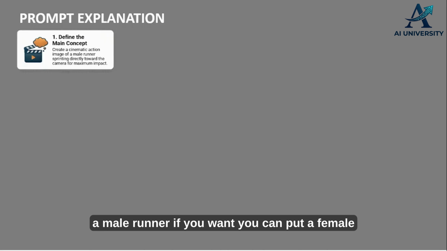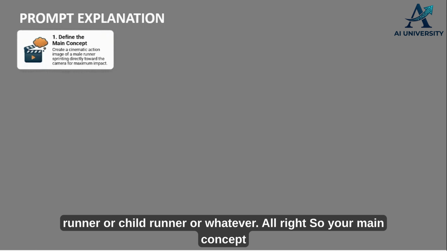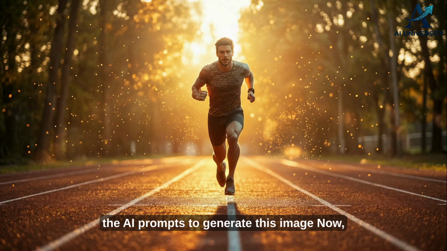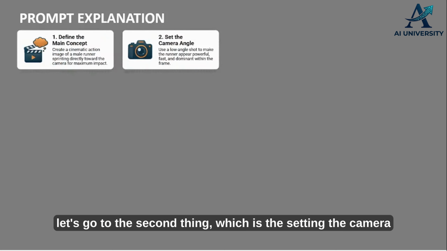So here I'm going to make an image of a male runner. If you want, you can put a female runner, a child runner, or whatever. All right, so your main concept has to be very clear. This is exactly the image I have in my mind, and I'm going to use the AI prompts to generate this image. Now let's go to the second thing, which is setting the camera angle.